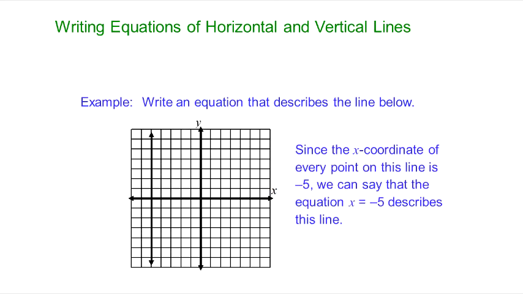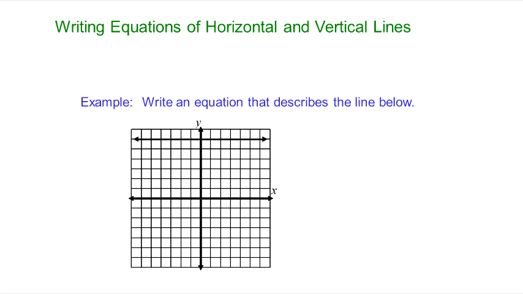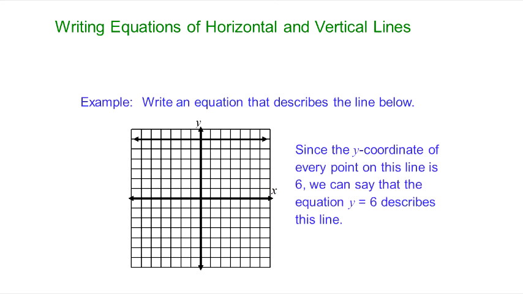You should be able to see that the x-coordinate for every point on this line is -5. And so I can say that the equation x equals -5 describes this line. To work this problem, you can note that the slope is 0 and then use the point-slope formula. However, the easier way to work it is to note that the y-coordinate at every point on this line is 6. Therefore, I can say that the equation y equals 6 describes this line.